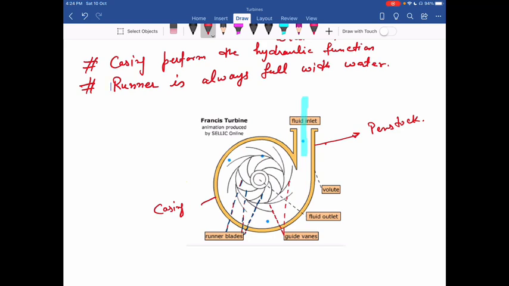Now here we have a special shape of casing. You can see the cross section, this opening, continuously reduces when we move from the inlet to the other end. Or you can say when we move in the clockwise direction, you can see the opening of the casing gradually reduces. So this shape of casing we call the volute casing, or this is also called the spiral casing.